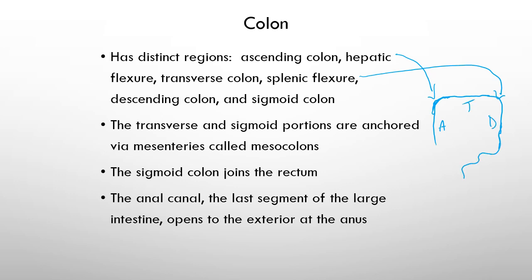And then we're going to have the sigmoid colon. The sigmoid colon is going to make a couple of curves as it makes its way into the pelvis, as it goes on down through there. And then we come into the rectum, and then the anal canal on the way out.